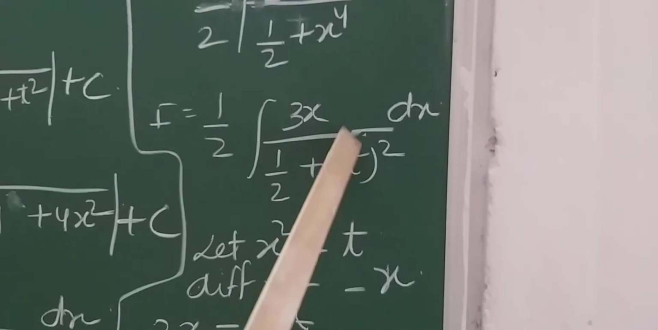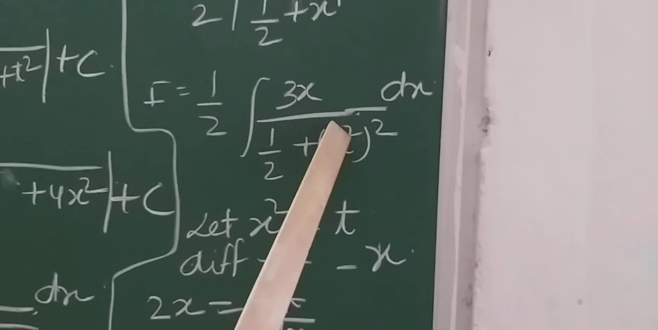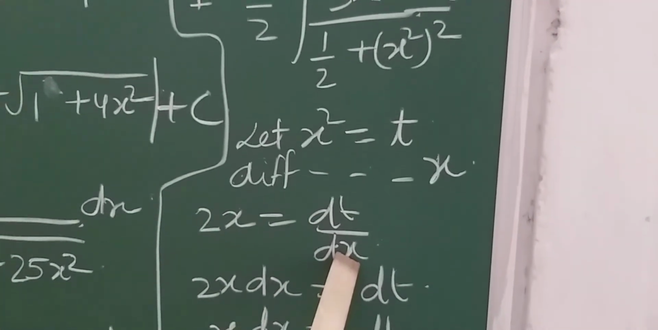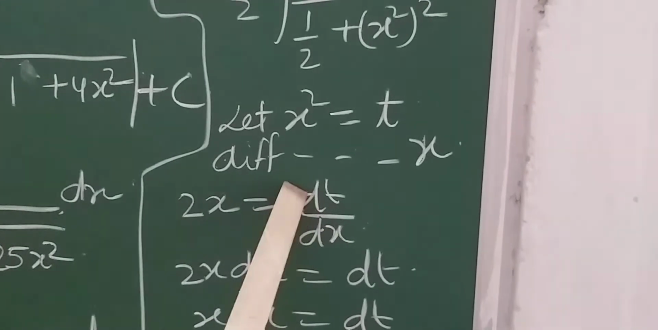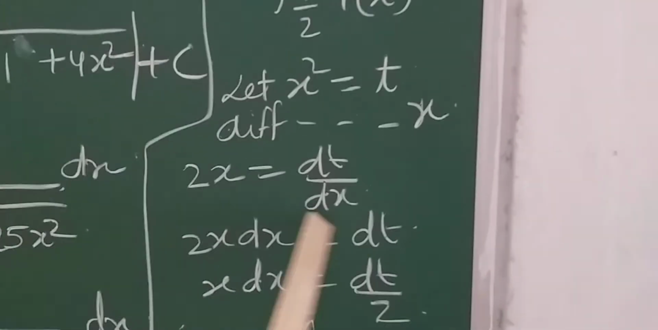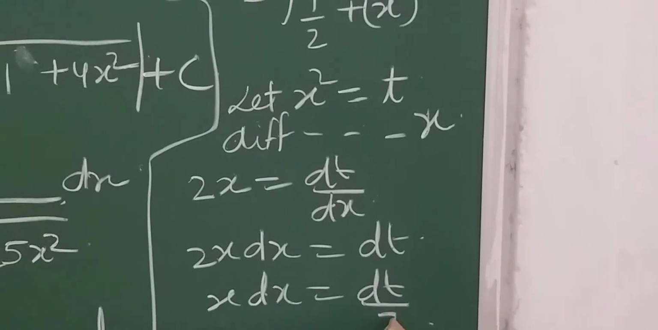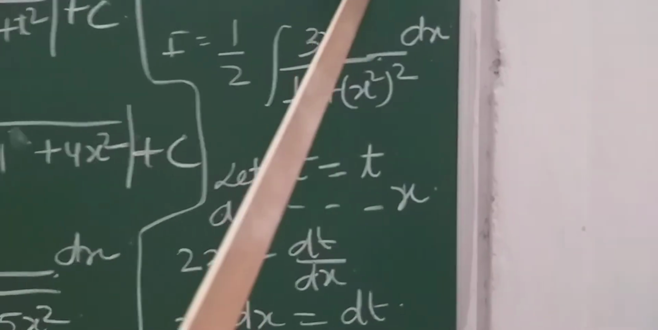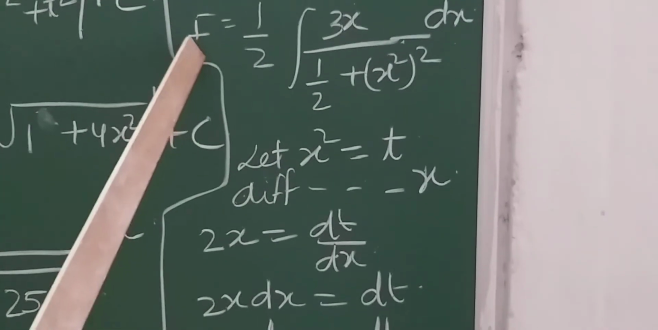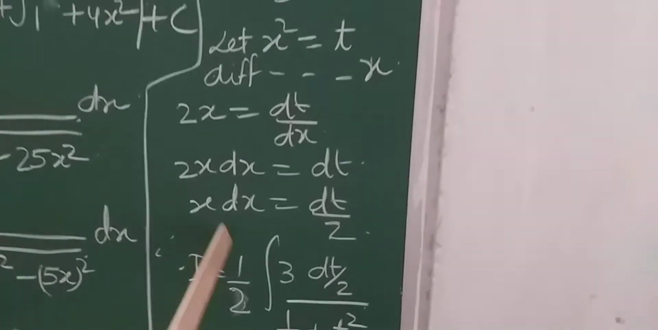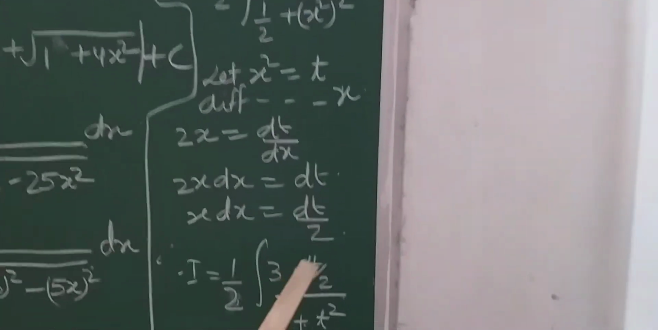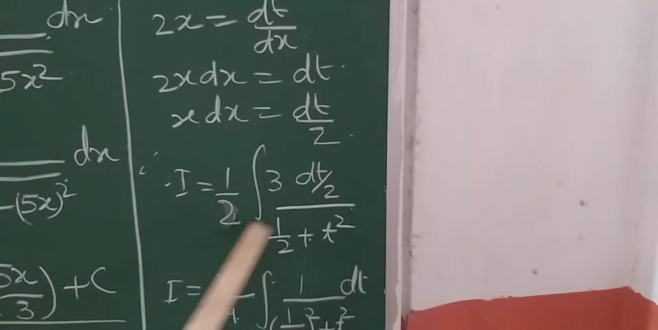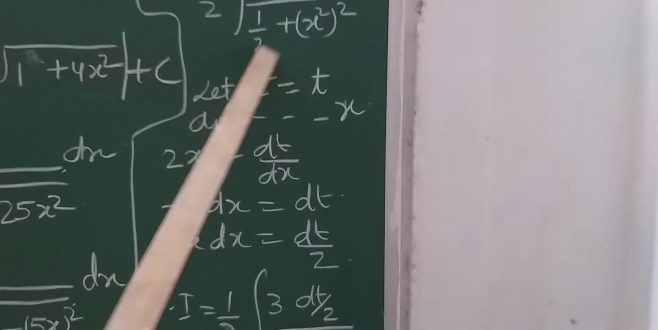So let us suppose x square equals t. When we suppose x square equals t, its derivative 2x equals dt by dx. So 2x dx equals dt. x dx equals dt by 2. So students, in the question in place of x dx we can write dt by 2, and then it will become I equals 1 by 2, 3 will remain as it is. In place of dx we can write dt by 2, and in the denominator 1 upon 2 plus t square.